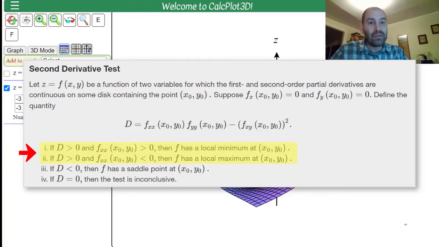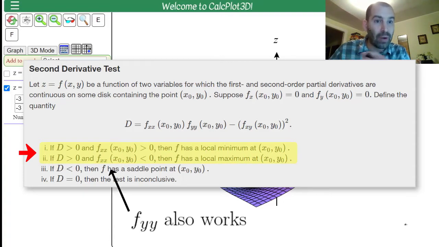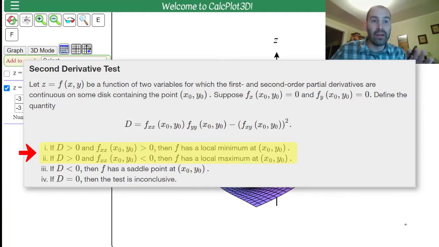If the second x derivative is negative, then we're concave down, and we're in the situation where we have a local max. Now, it doesn't need to be the x derivative. We could have done the y derivative. So it could be the second y derivative we check instead. But you only need to check one or the other.